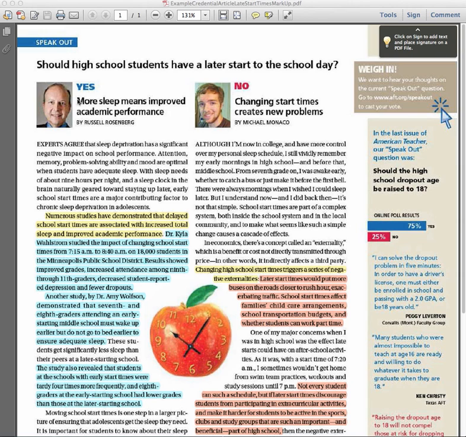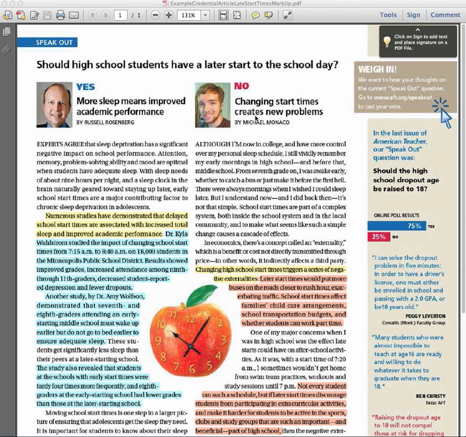So I'm just going to go through, skim this article quickly. I know it's probably difficult for you to read the full article here, but I just want to give you the general idea of how I would analyze the credentials of these two people. So if you take a look on the left-hand side on the pro column, the yes column, this was written by a man named Russell Rosenberg. And you can see that he strongly supports having that later start to the school day. He says more sleep means improved academic performance.